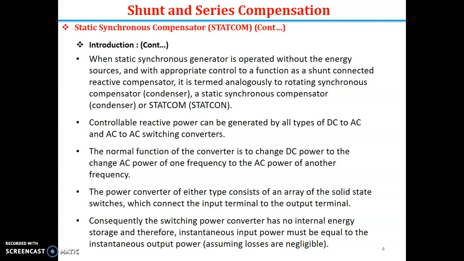The power converter of either type consists of an array of solid state switches which are connected to form the input terminal to the output terminal. Consequently, the switching power converters have no internal storage capacity, and therefore instantaneous output power is equal to the instantaneous input power, assuming that the system losses may be negligible.